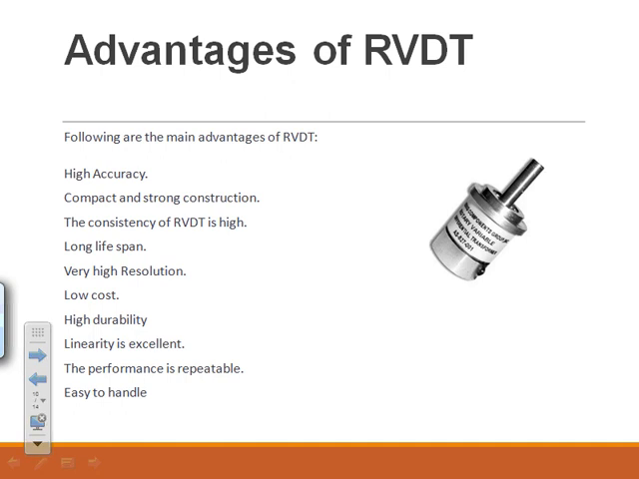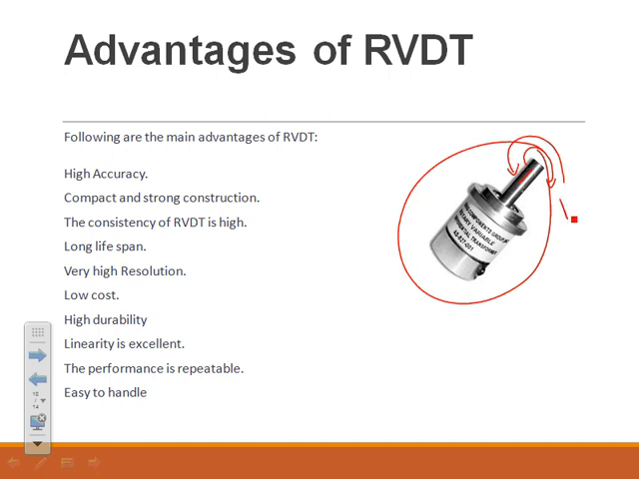So this is the practically used RVDT transformer. There is a shaft which can be rotated in two directions. This is the clockwise direction, or it can be rotated in the anti-clockwise direction. And corresponding to the clockwise or anti-clockwise direction, the output voltage V0 is either positive or negative.